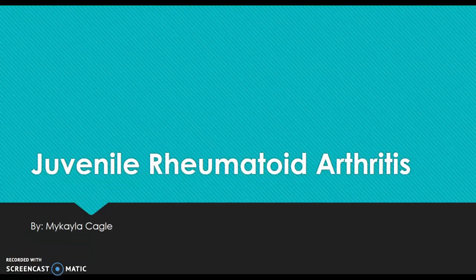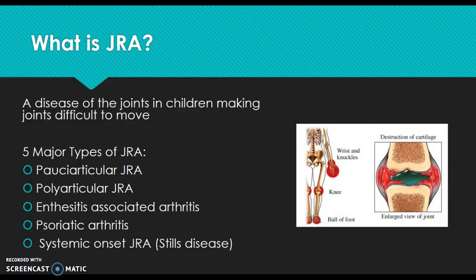This is Michaela Cagle on juvenile rheumatoid arthritis, more commonly known today as idiopathic arthritis. But in this video, I'll be referring to it as JRA. JRA is a disease of the joints in children, making joints difficult to move. It usually starts before the child is 16 and can last for a long time. The joints become swollen, making it hard and painful to move.